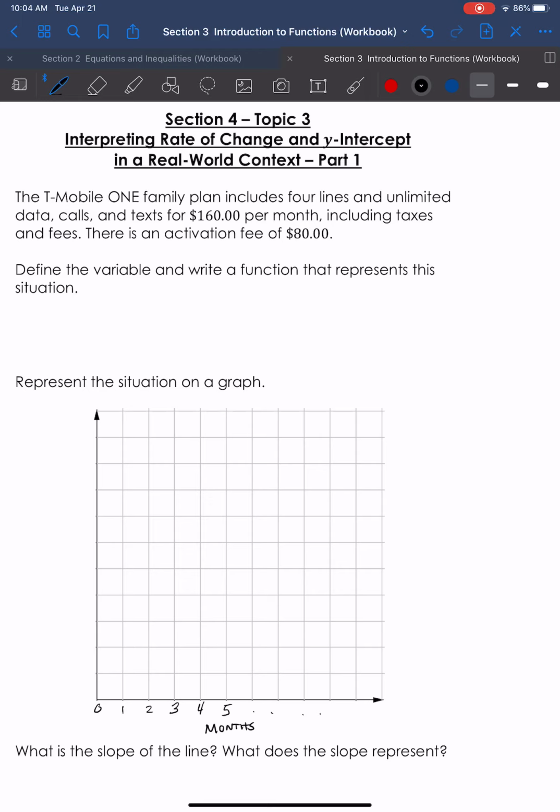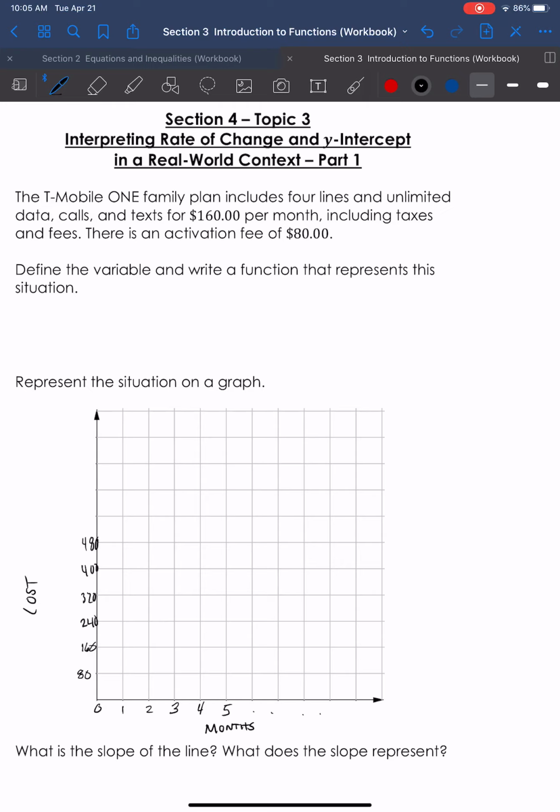Then we have cost. So we have the cost of the bill, and that starts off with an $80 activation fee. So I'm going to go in increments of 80, 160, 240, 320, 400, 480, and that should be pretty good.